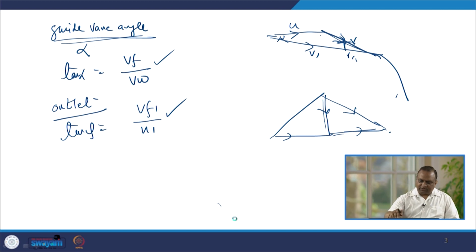Now, let us come to the draft tube, which I said is an almost integral part of any Francis turbine.